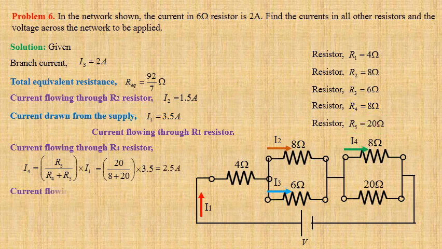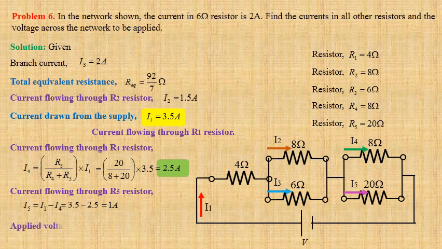Current flowing through resistor R5, I5 equals I1 minus I4. Using values we get 3.5 minus 2.5, that gives us 1 ampere. Let us now determine applied voltage. V equals I1 into Req. Using values we get 3.5 into 92 upon 7, that gives us 46 volts.